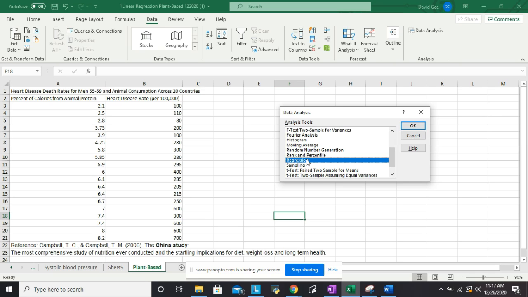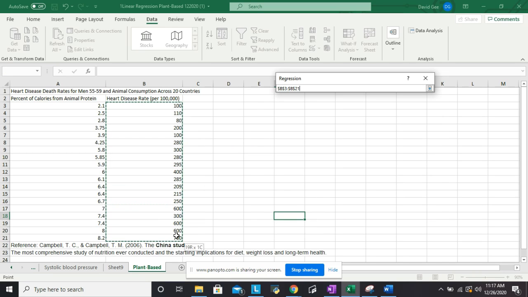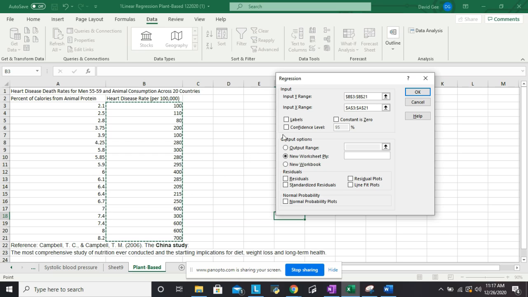Here, select Regression, and then click OK. Then you input your Y range, so it's this column, and that's the predicted value. Then we do the X range, which is the explanatory variable. You'll notice here it says New Worksheet, and that's where our output is going to be.